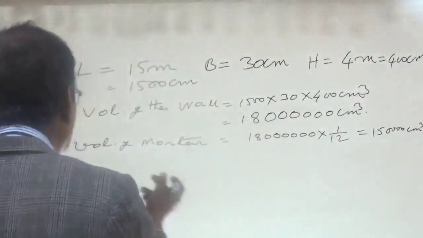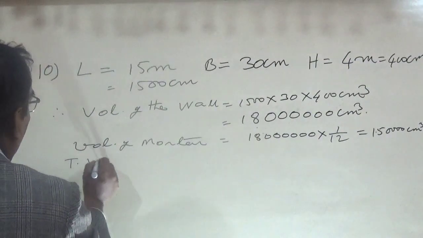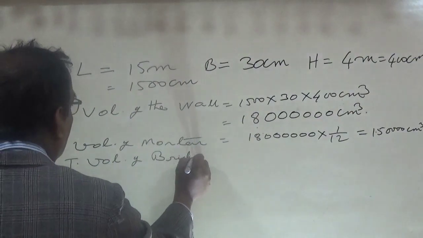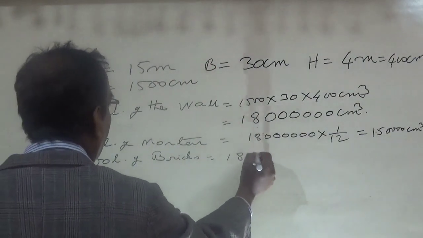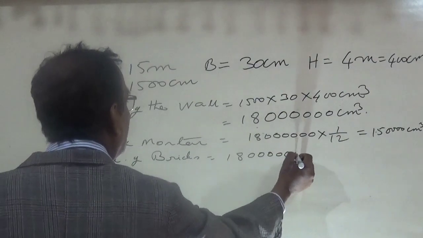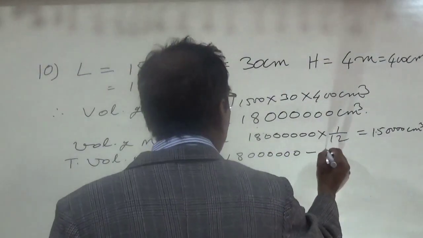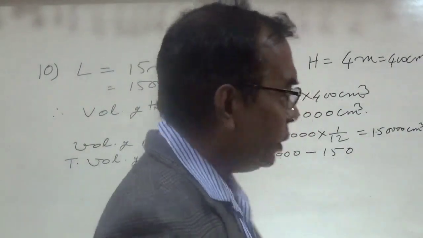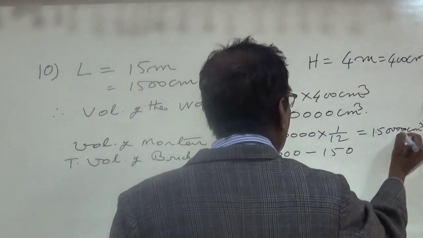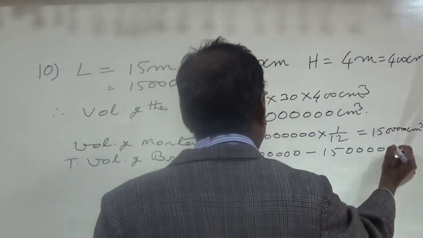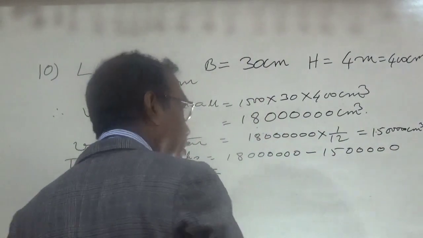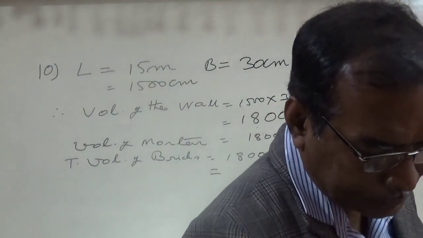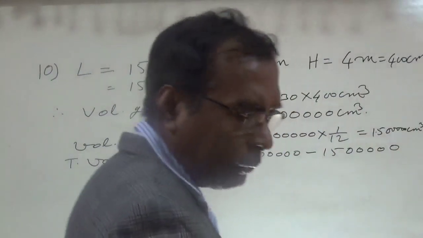So total volume of bricks is equal to 18 followed by 6 zeros minus 15 followed by 5 zeros. 5 zeros. I have written here 4 zeros. 5 zeros: 1, 2, 3, 4, 5. If we take the subtraction, I have already done the calculations earlier, and it comes as 165 followed by 5 zeros.